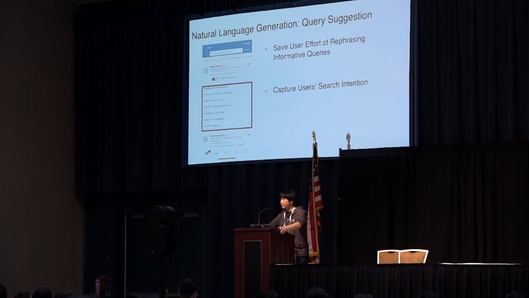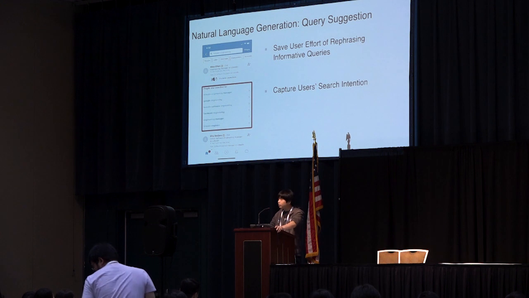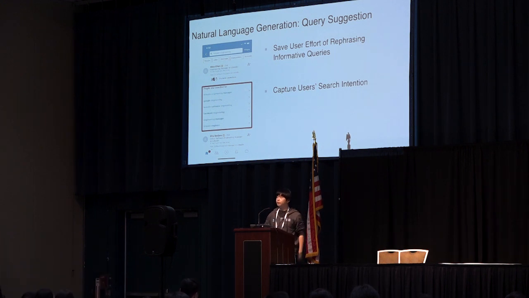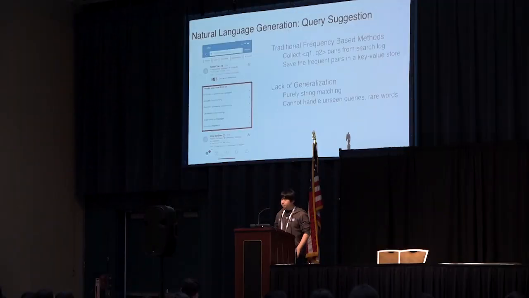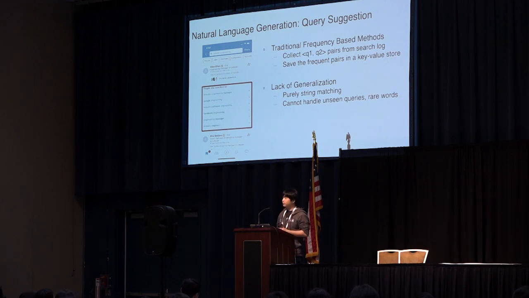We already discussed the application about query suggestion. Basically, it is to save user effort of rephrasing informative queries or capture user search intent. Traditional methods use observed query reformulation pairs, or are based on frequency or calibrated filtering. We know that one shortcoming is its lack of generalization, so we cannot handle unseen queries.